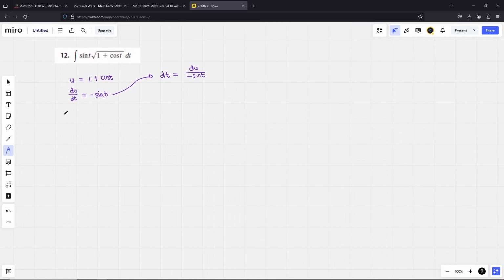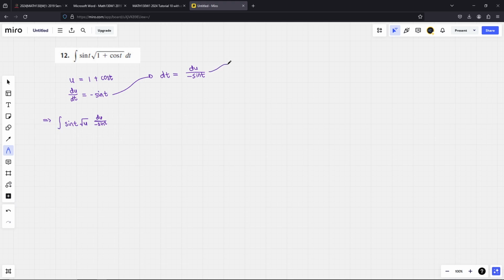Okay, so this is an indefinite integral, so we don't have to calculate any bounds. Hence our new integral is going to be sine t, and we said the root is going to be u, and we also said that dt is just du divided by minus sine t.